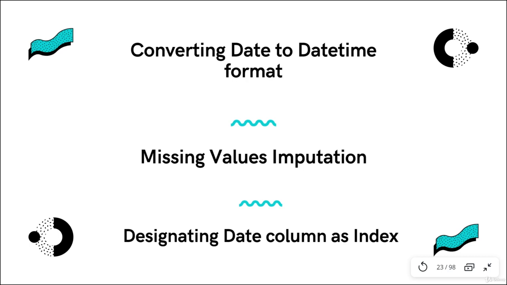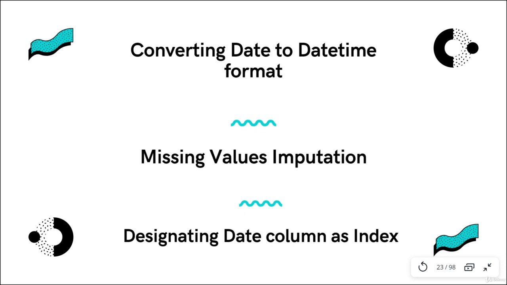Then it is designating the date column as the index. Now, Python works on the indexing system. The first row of your table is given index 0. The second row of your table is given index 1. The third row of the table is given index 2. So the index starts from 0. It doesn't start from 1.